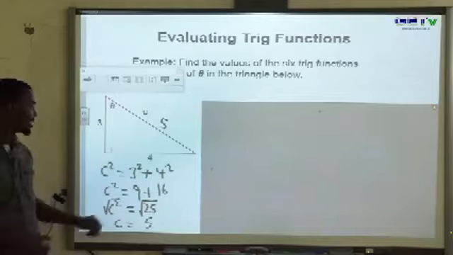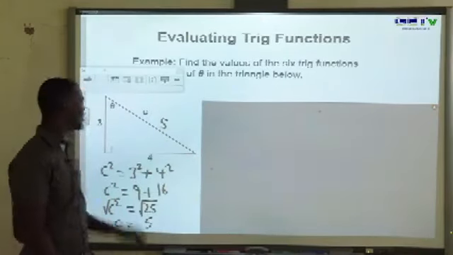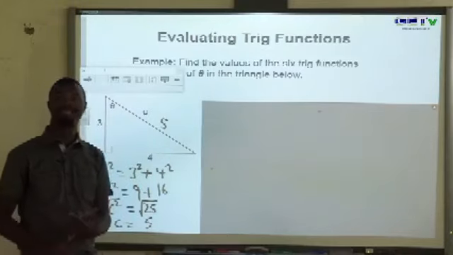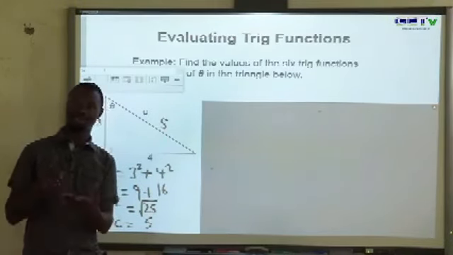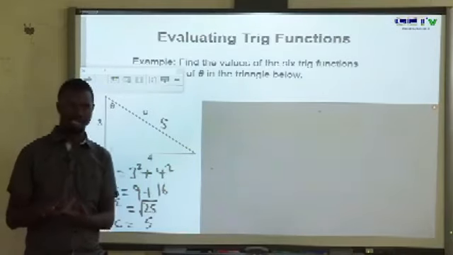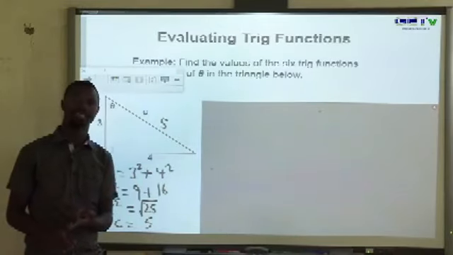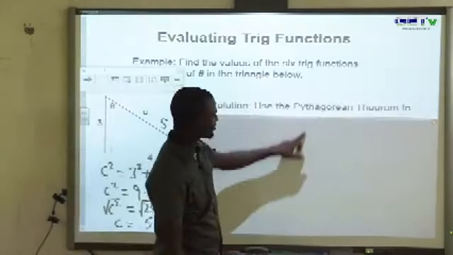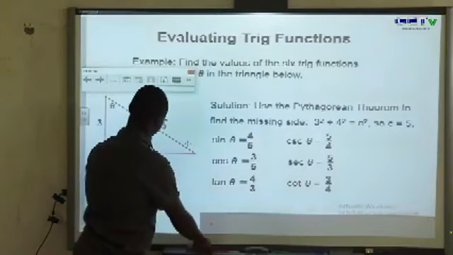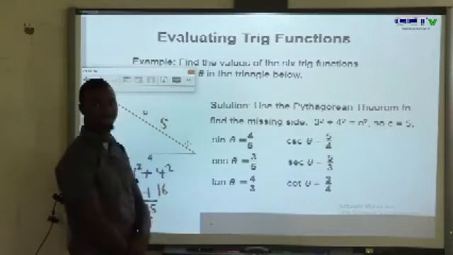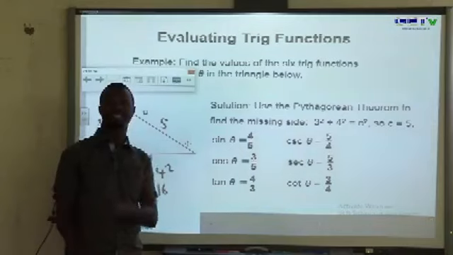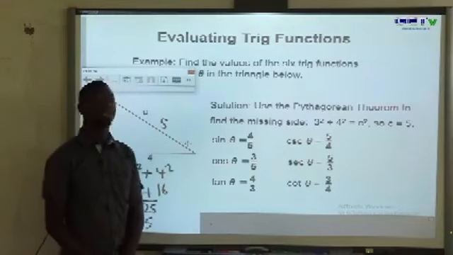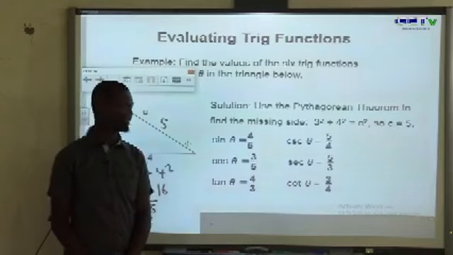We have 3 on the adjacent, and we have 4 on the opposite, the one that is directly opposite the theta. Now, how do we find these 6 trig functions? We should find sine, we should find cos, we should find tan, then we should find their reciprocals again. That is cosec, sec, and cot. That is what makes it 6. So we find the missing side. The missing side C is equal to 5. Now we find the 6 trig ratios. The 6 trig ratios are sine, cosine, tangent, cosec, sec, and cot.